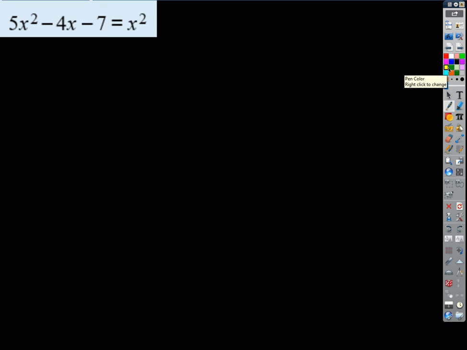What about this guy here? What's going on with this one? What do I need to do before I can solve? Subtract x squared. Okay, you have to put it in what form? Standard. Standard form. Good, I got to subtract x squared from both sides. So that's going to give me how many x squared? 4x squared.